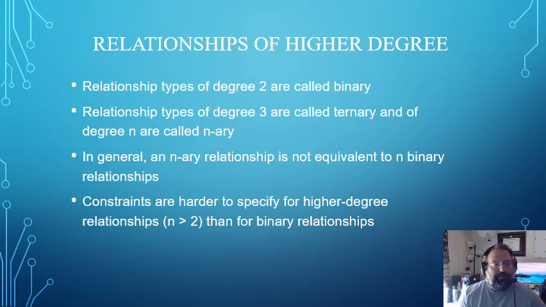Relationships of higher degrees: you can have relationship types of degree 2 or higher than 2. 2 is binary, that's what we've seen so far. Relationship types of degree 3 are called ternary, and so on. If you get up to n, it's n-ary. In general, an n-ary relationship is not equivalent to n binary relationships. Constraints are harder to specify for higher degrees of relationships, and generally we avoid them.